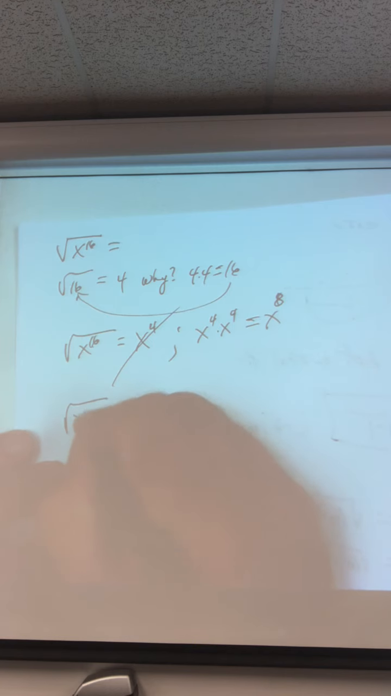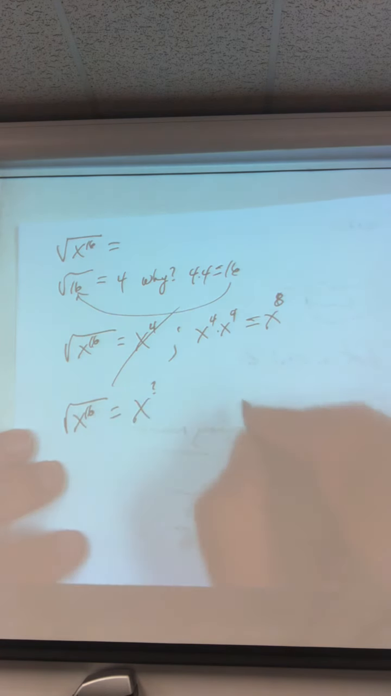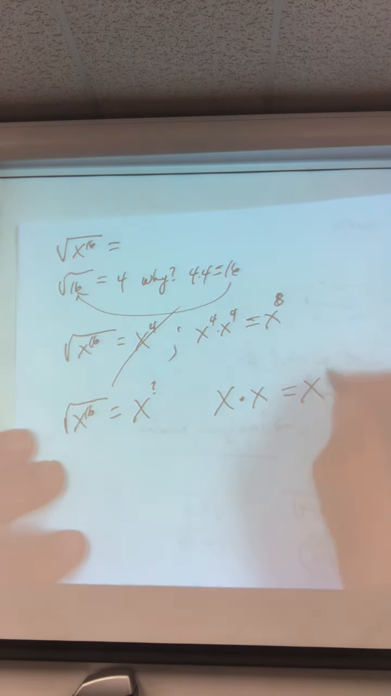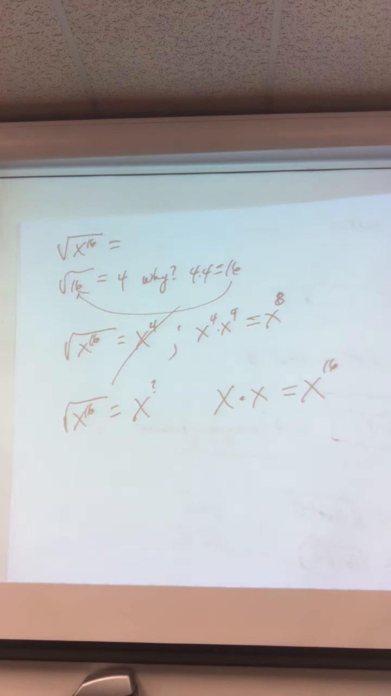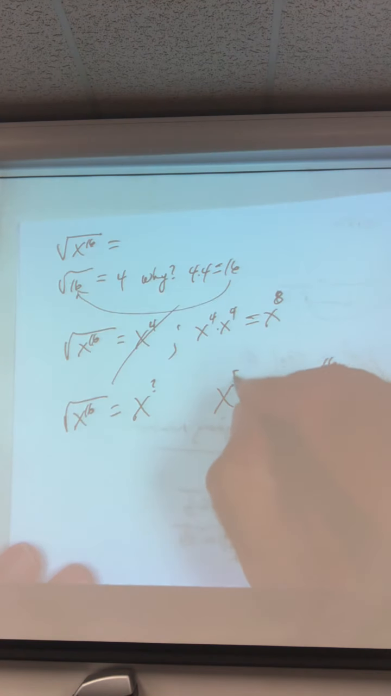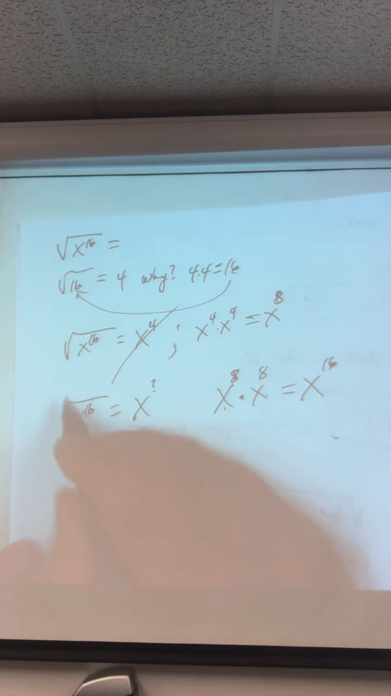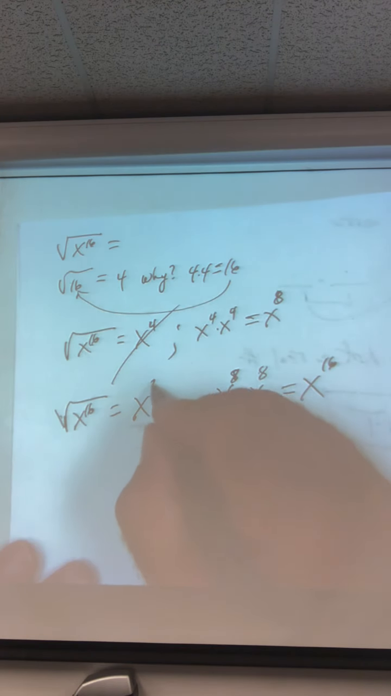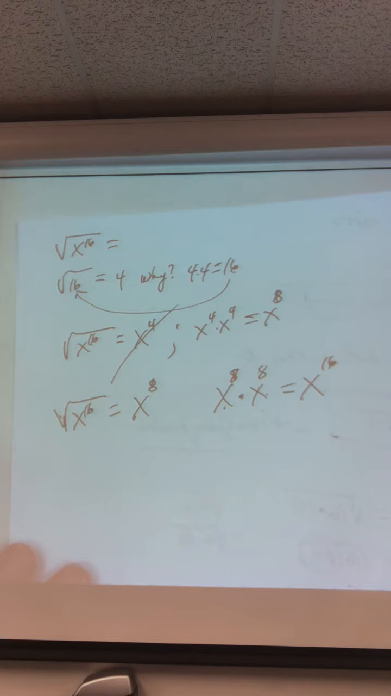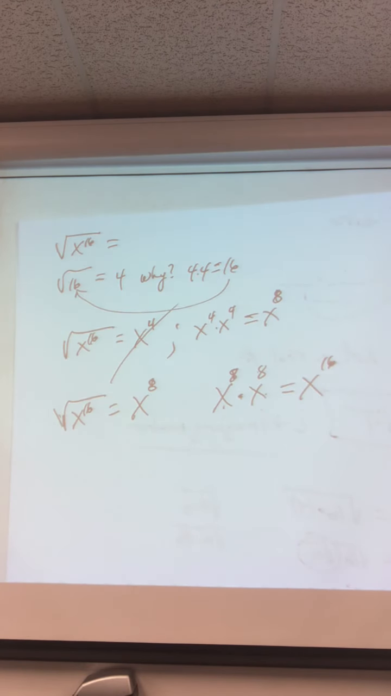So, let's see what we can do. X to what power times itself would give me x to the 16th? How about x to the 8th and x to the 8th? X to the 8th times x to the 8th. Is that x to the 16th? Yes. So the square root of x to the 16th is x to the 8th, not x to the 4th.